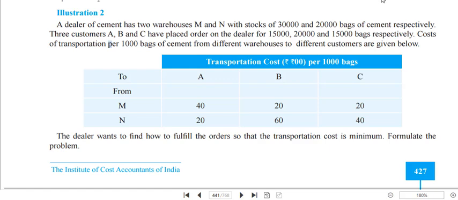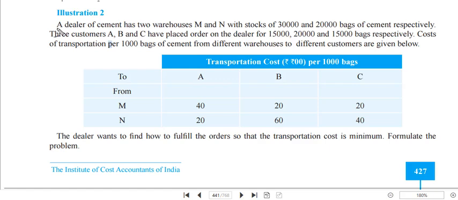So this illustration is basically this kind of minimization of the cost. Second thing, that minimization of the cost, that we understand it. I'm reading this very carefully.